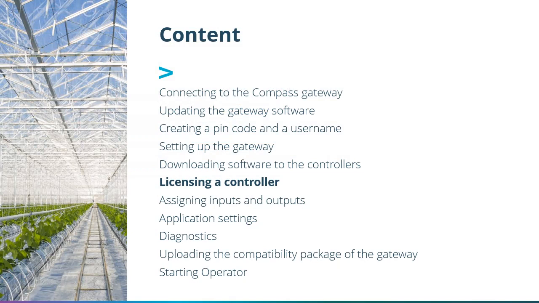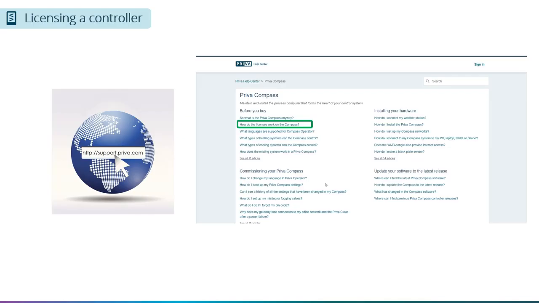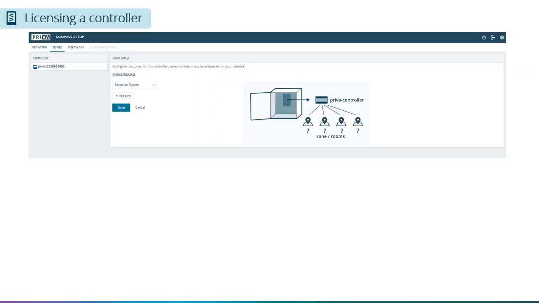Once the software is loaded and running in the controller, you can set up the licenses for the controller. In this tutorial, we will not be covering how the software licenses are set up. To find out information about that, go to Priva's Help Center found at support.priva.com and refer to the article, How Do Licenses Work on the Compass? To prepare the Compass for the licenses, we will need to set up the zones.